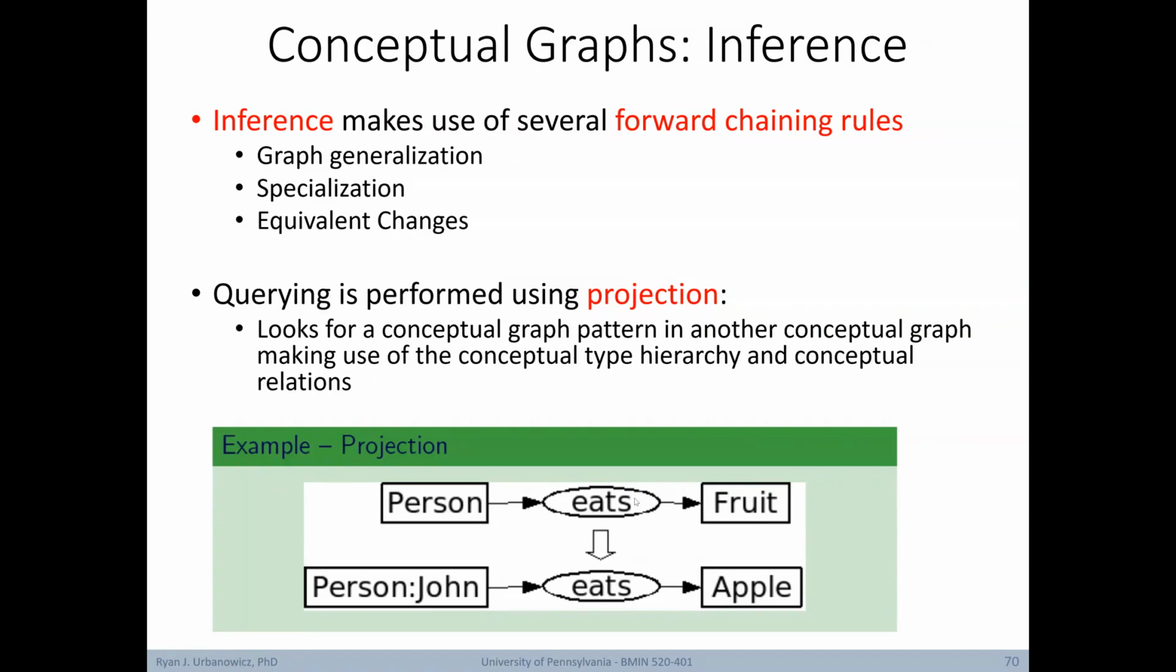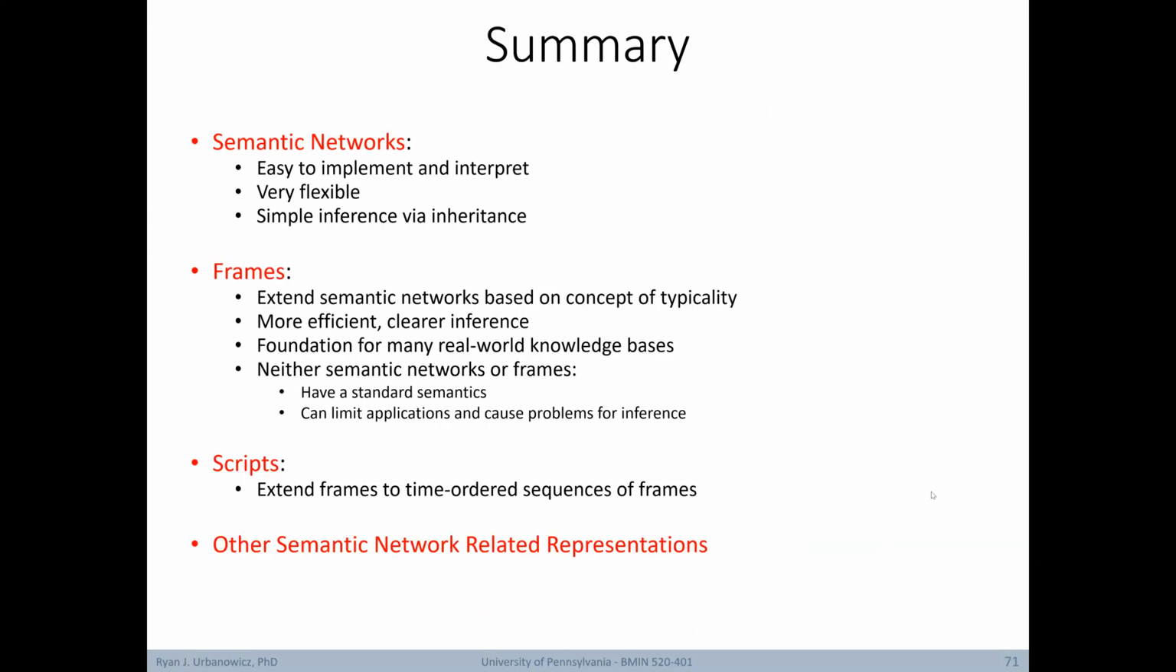Conceptual graphs try and hug the properties of logic a little bit more closely, especially when it comes to inference. Inference in conceptual graphs can make use of several different forward chaining rules, including graph generalization, specialization, and equivalent changes. When you try and draw conclusions by querying in a conceptual graph, this is called projection. Here we look for a conceptual graph pattern in another conceptual graph, making use of the conceptual type hierarchy and the conceptual relations.